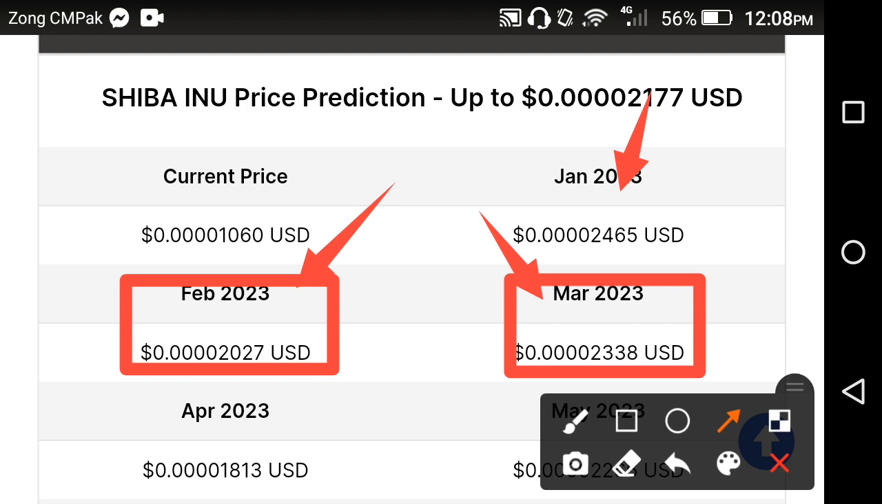So don't lose hope. Maybe, I think my personal prediction is that there is a big jump coming soon in the Shiba Inu token in 2023, friends. So wait for it. I hope the price will become high, friends.